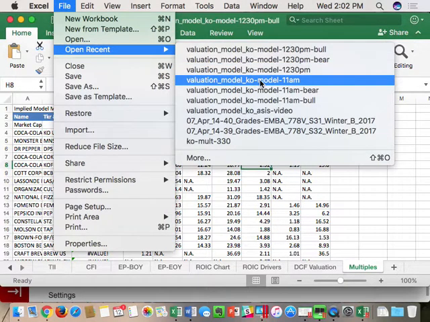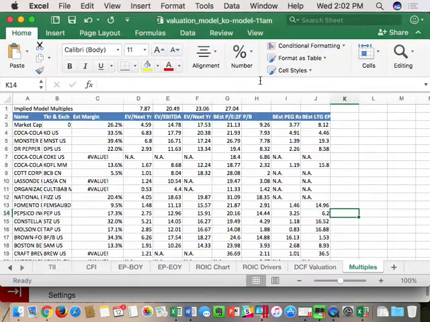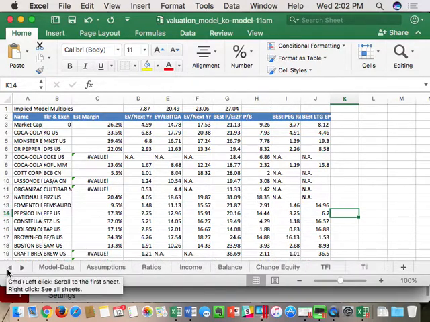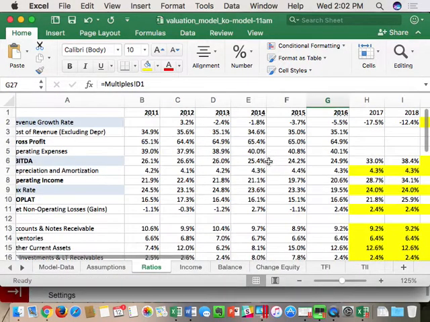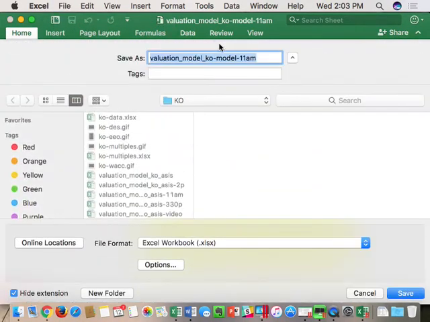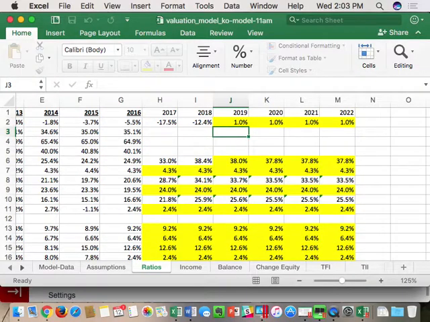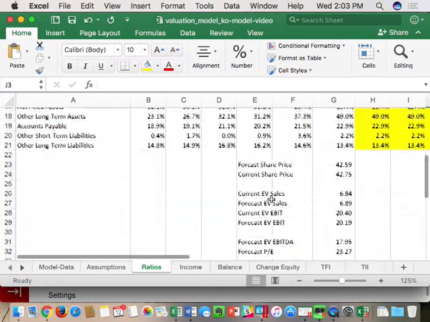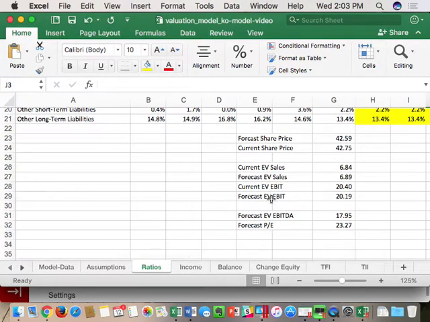So basically, this is the model that we left off with on Monday. Okay? And what I want to do, file, save as. The first thing I want to do is add some additional data to the ratios tab. So I want you to add these additional fields.